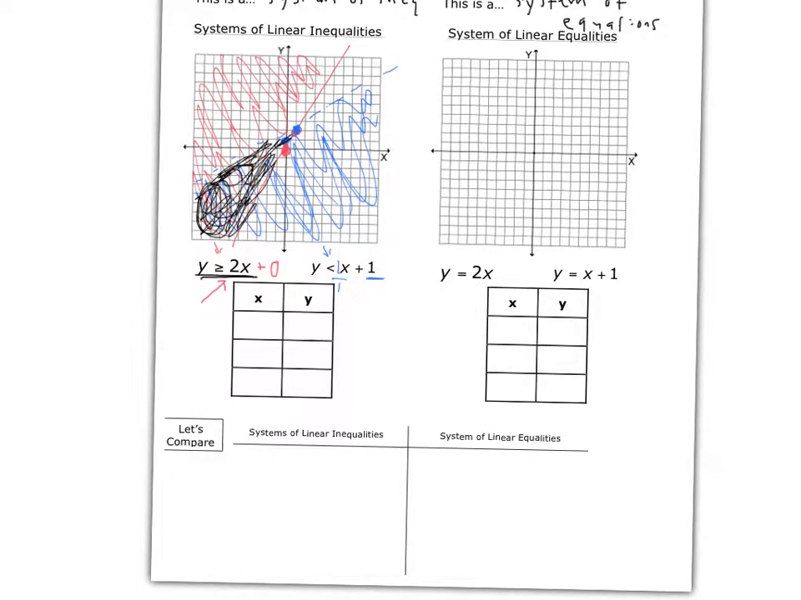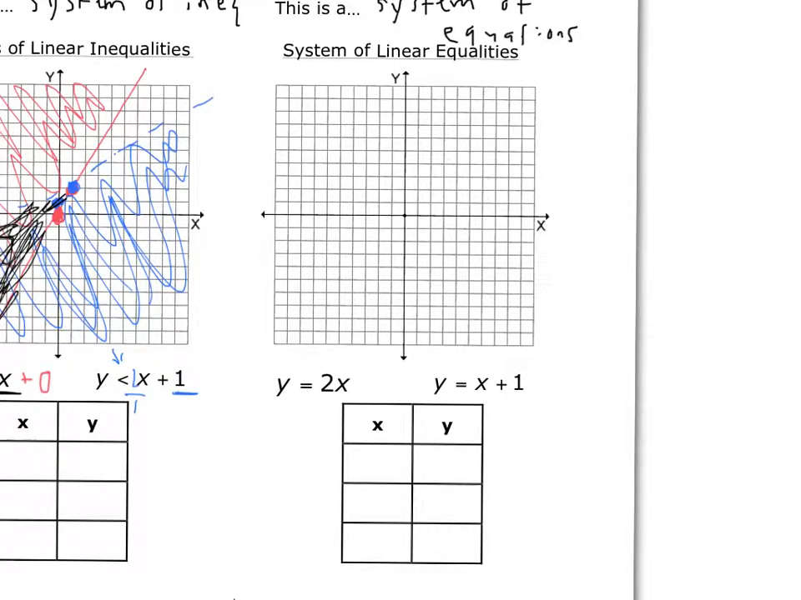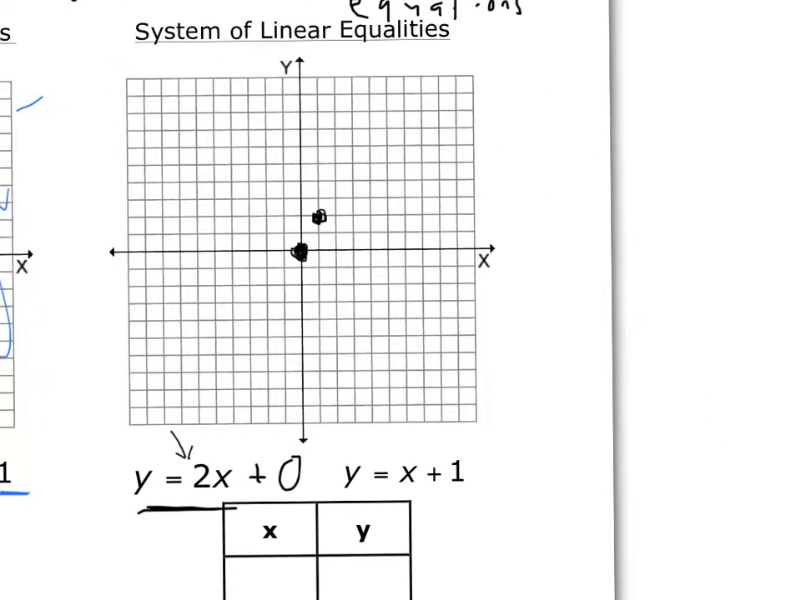All right, now let's try a system of equations. This is actually simpler in my mind. Let's start with this one. Remember, you're not given a y-intercept, so we have to assume it's 0. So let's plot a point here at 0. And just like in the last one, we have a slope of 2, so it gives us a rise of 2, a run of 1. But the great thing about equations is that you only draw a solid line. You don't have to shade, so we're just going to draw a line right through here.